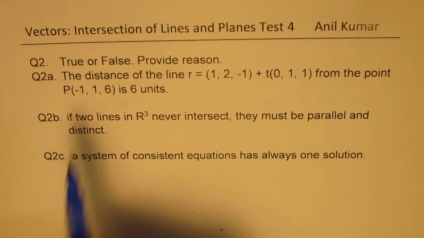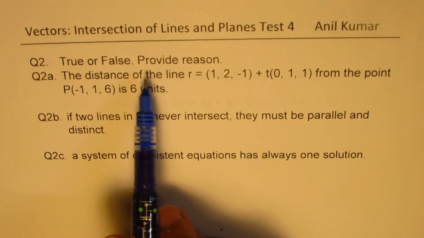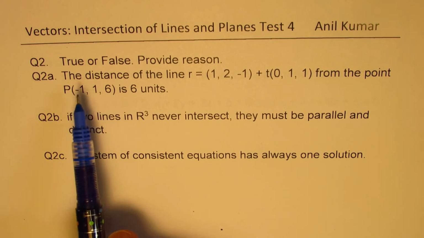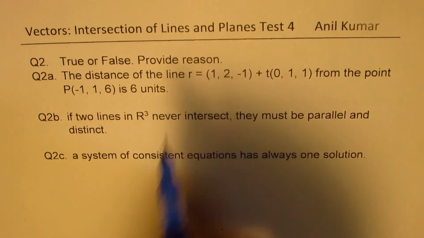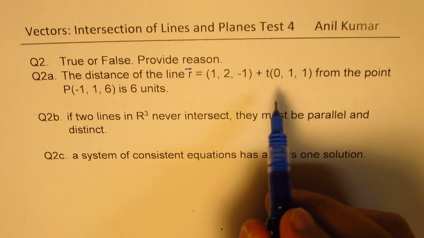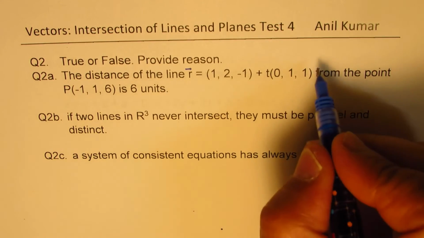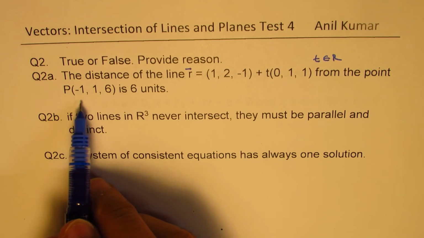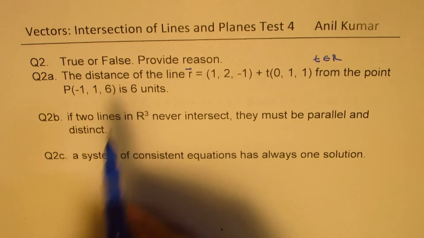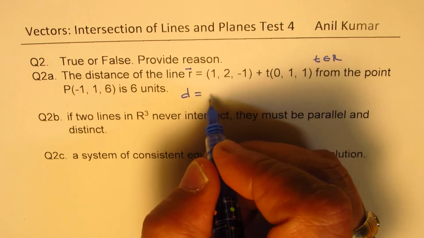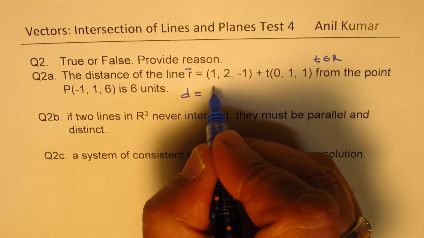Question number 2. It is a true or false question. You need to provide reasons for your solution. 2a: the distance of the line r equals (1, 2, minus 1) plus t times (0, 1, 1), where t belongs to the real numbers, from the point P, which is (minus 1, 1, 6), is 6 units. Now you can always use the distance formula, which is always an absolute value, right?